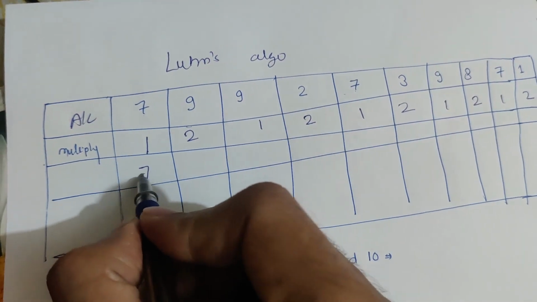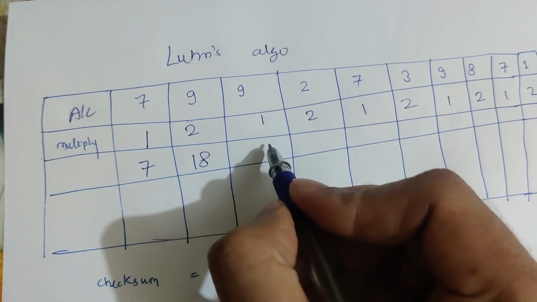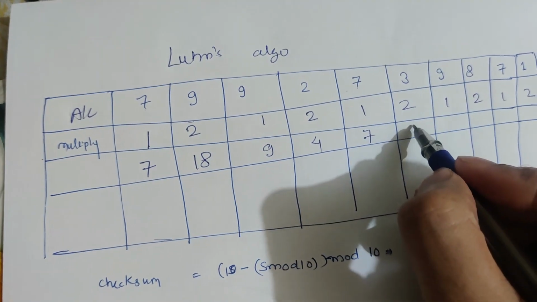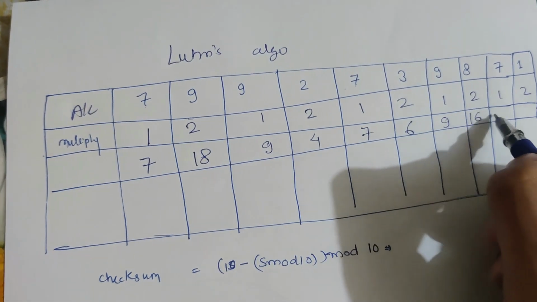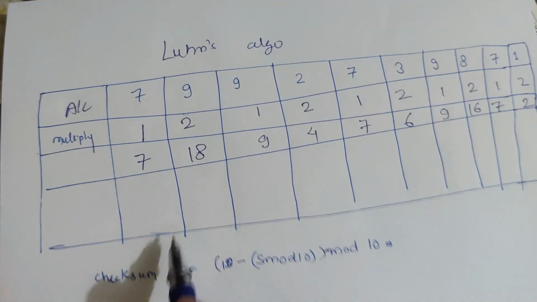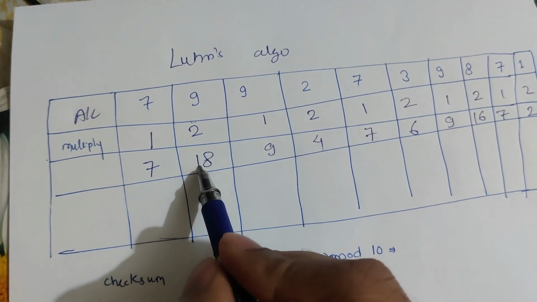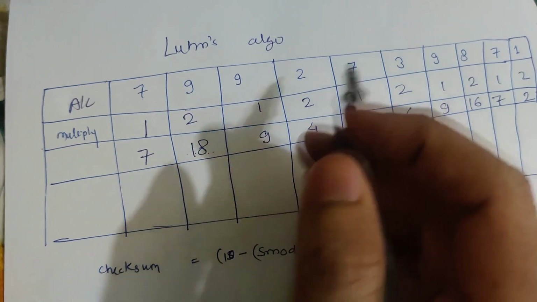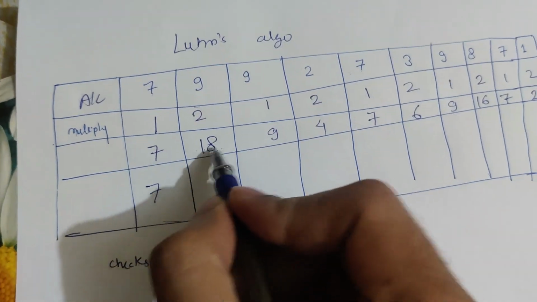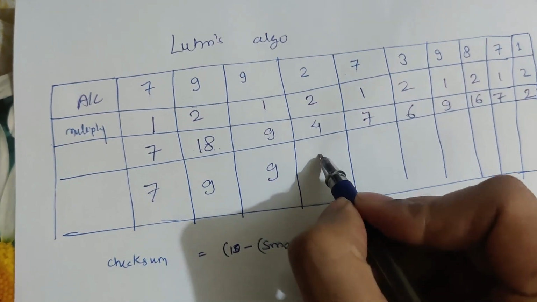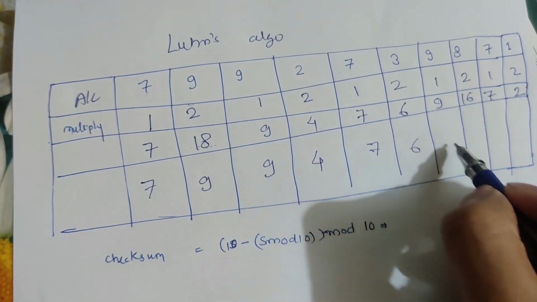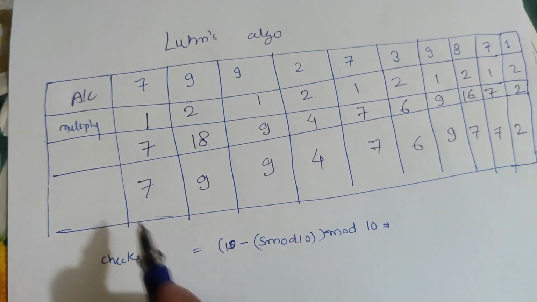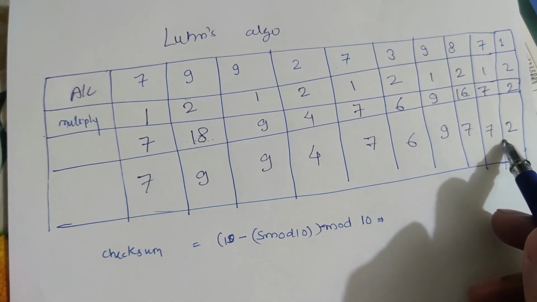So 7 multiplied by 1 is 7, 9 times 2 is 18, 9 times 1 is 9, 2 times 2 is 4, 7 times 1 is 7, 3 times 2 is 6, 9, 16, 7 and 2. Now we take the modulus of 10 wherever we got a 2 digit number. So 7 is 7, 8 plus 1 is 9, 9 remains 9, 4, 7, 6, 9, 6 plus 1 is 7, 7 and 2. Now we add all these 10 numbers.